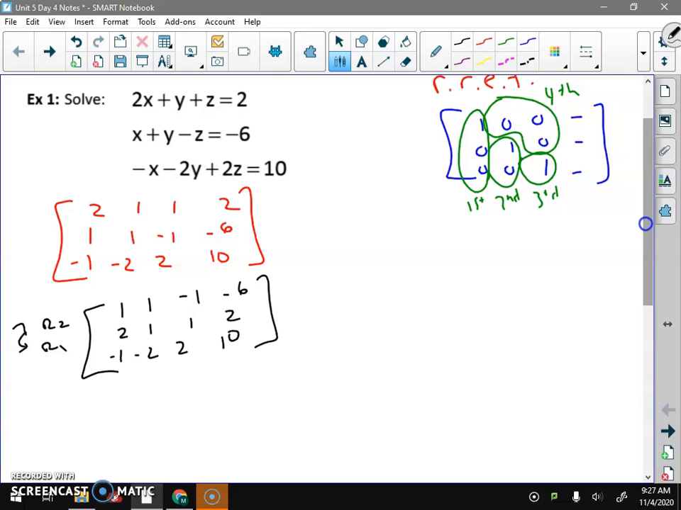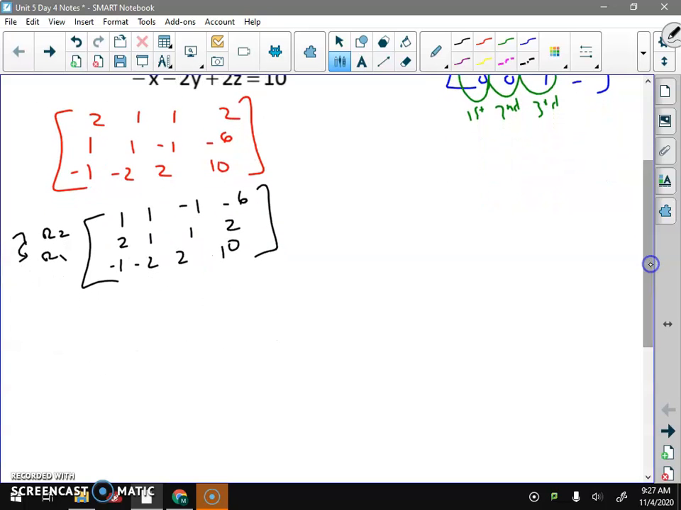All right, now we want a 0 where the 2 is and a 0 where the negative 1 is. In other words, column 1, we want to be 1, 0, 0. So I'm going to do both in the same iteration. I'm going to take row 1. We're going to leave it alone for now because it's in row echelon, but again, we want it in reduced row. Row 2 minus 2 row 1s. 2 minus 2 is 0. 1 minus 2 is negative 1. 1 plus 2 is 3. 2 plus 12 is 14.